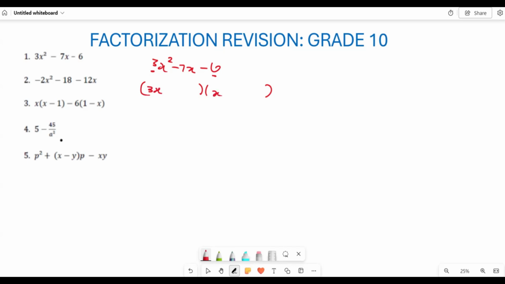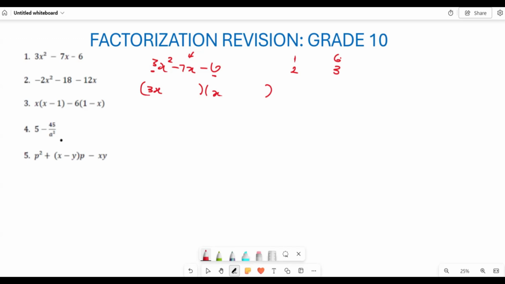And then, what are some of the factors of 6? I know that I have my 1 and 6, and also my 2 and 3. Now, what is the best one that I can use here? For example, I can use the combination of 1 and 6. I am looking to find out what is going to be my middle term, which is my negative 7. So within the two factors, which one is going to be the best?